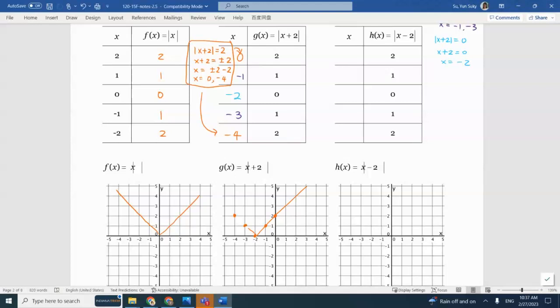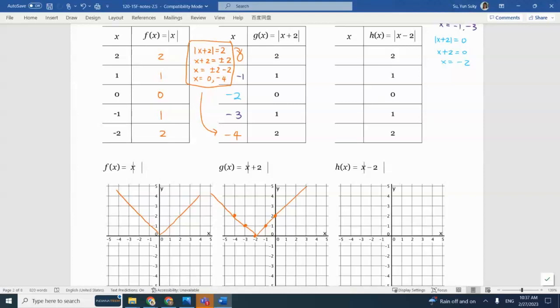Okay, so this is the graph of the function. It's still the V shape, but compared to this one, you move to the left 2 units. You see, everybody? So this is changing the x, then you get horizontal shifts. If you're changing the y, adding a number, you get vertical shifts. But if you're changing the x, adding or subtracting a number, you get horizontal shift.